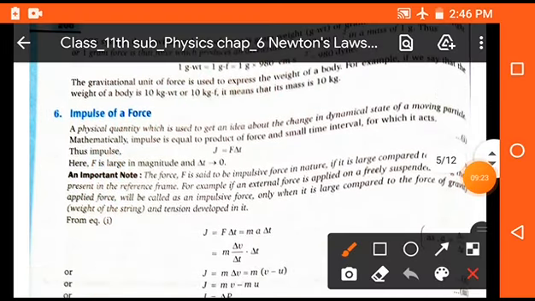Now, impulse of a force. When we apply a large amount of force on any object for a small time interval, then the product of force and time is called impulse. It is generally represented by capital J.